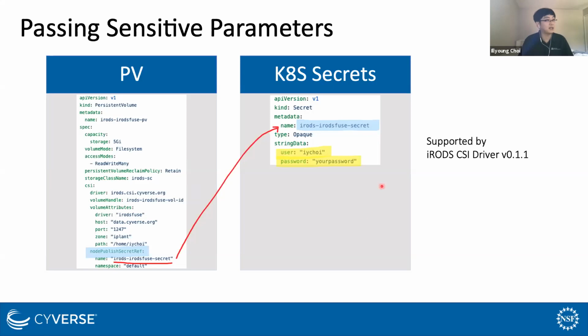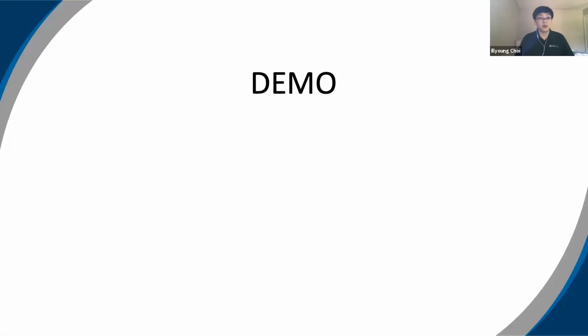And then you can create a Kubernetes secret object through a command line or from a file. You can import the data from a file or some other storage medium. So if you are interested in using this technology, then please check the Kubernetes document for more detail. So, okay, now it's time to see how it actually works.